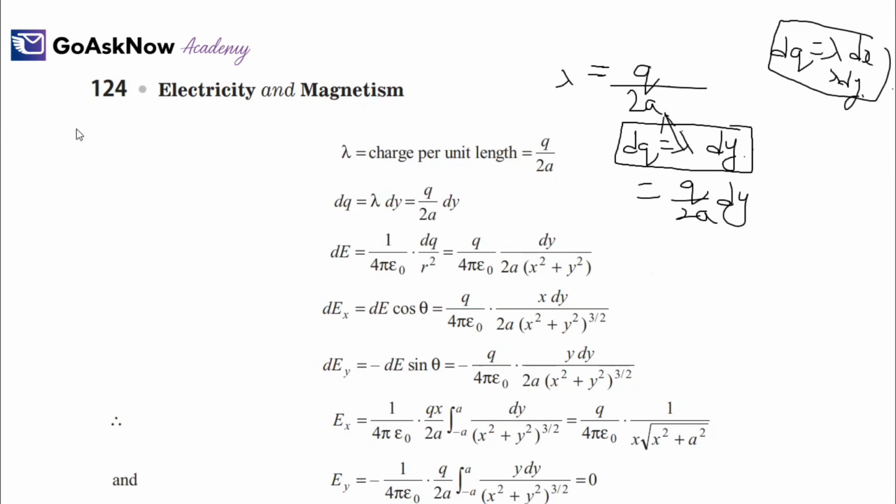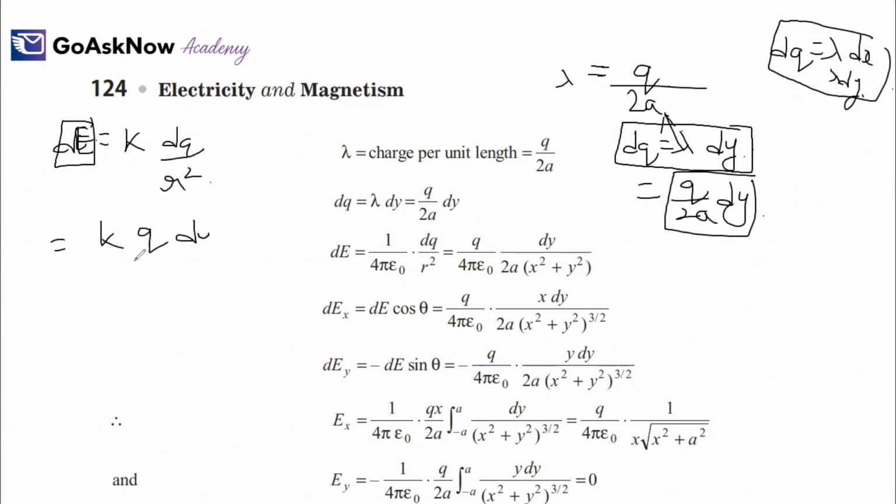Now apply the electric field formula, which applies only to a point charge because it is derived from Coulomb's law. So dE will be equal to k dq by r square. Substituting dq, which is Q by 2a into dy, it comes out to be k Q dy upon 2a into x square plus y square. This is the value of dE.